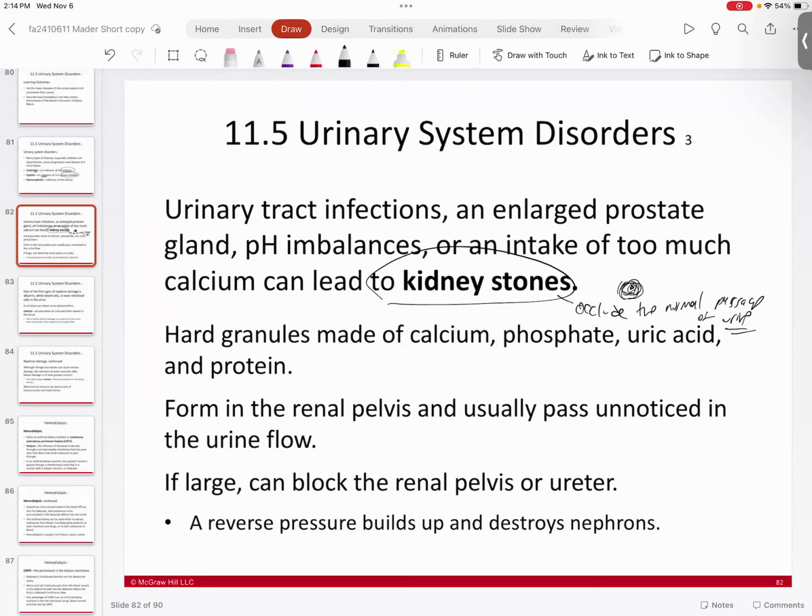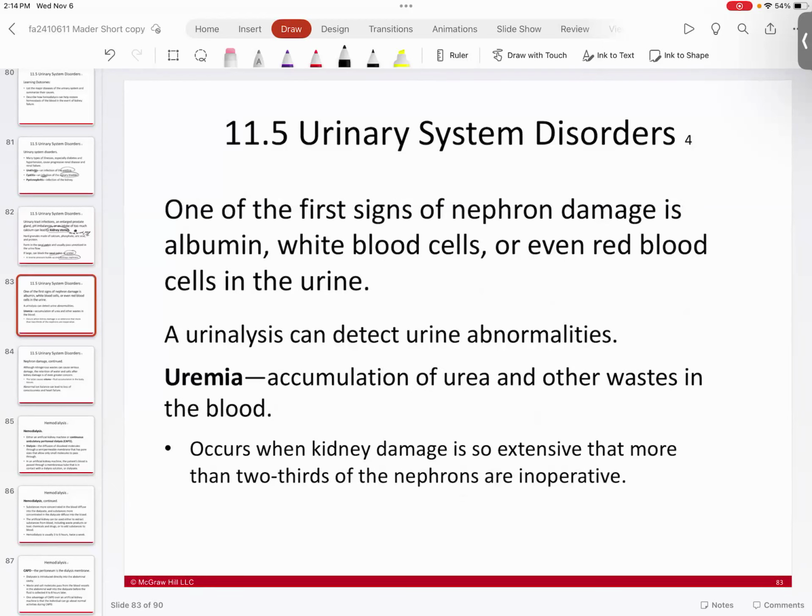Now, usually if it's in the renal pelvis, you don't really feel it at all. And that's usually because the urine can flow around it. But if they're typically large, they can block the entry to the pelvis, and they can block the ureter. And so this will basically block the actual passage of urine, and it can start to build up and back up and start to destroy nephrons, which is one of the reasons why stone development is problematic and can be quite painful as it works its way through the system.